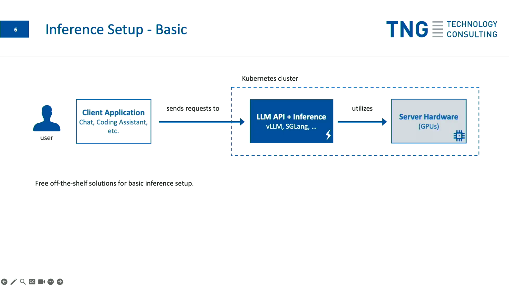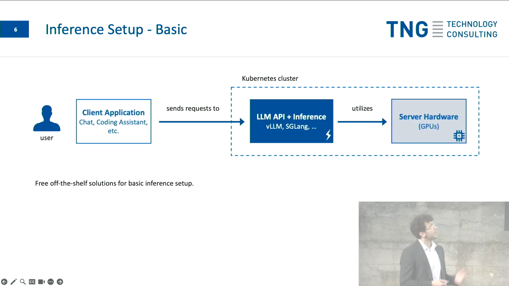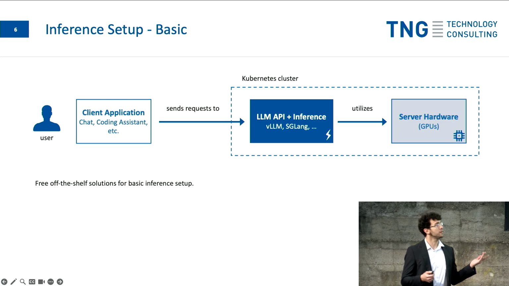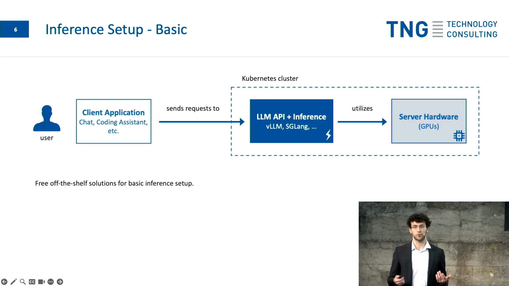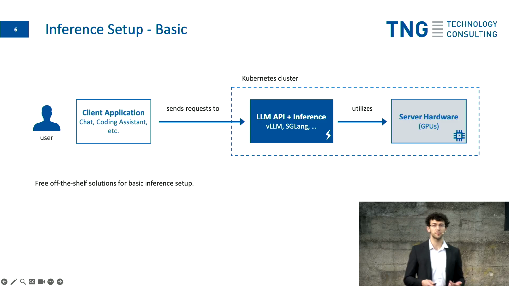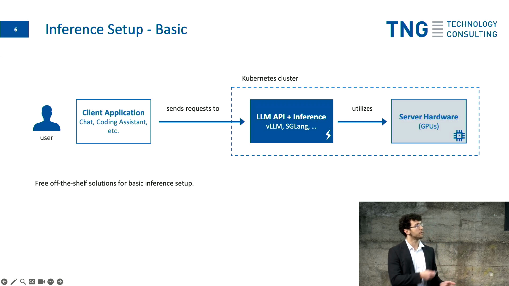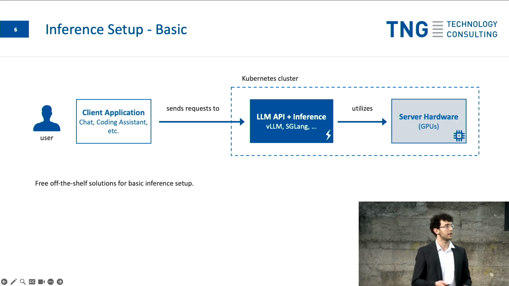Right, let's first look at the software stack for a basic inference setup. So in a minimal setup that every one of us could run at home, you would just need an inference server like VLLM or SGLang, which come containerized. And they already provide an API that is very similar to that of OpenAI. So it is compatible with most of the applications, be it a chat or a coding assistant. And this inference engine then uses the GPUs for the internal calculations. So that looks great and very simple.